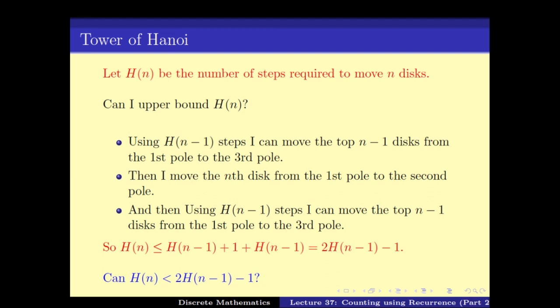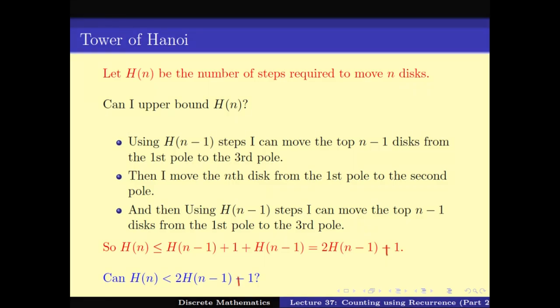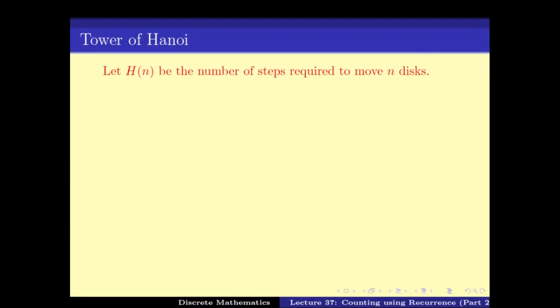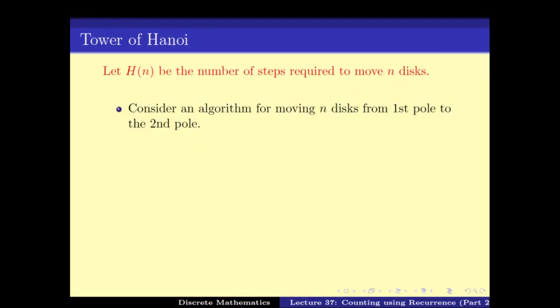Or in other words, is it possible that this number H_n is strictly less than... sorry, I made a mistake, this is plus 1 of course. Can it be strictly less than 2 times H_{n-1} plus 1? And let's prove that it cannot be.